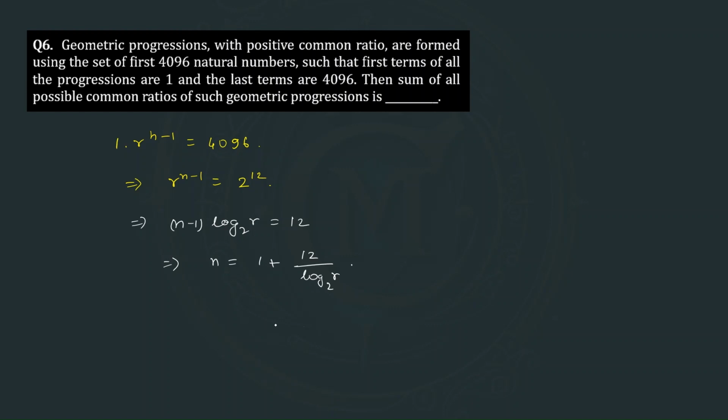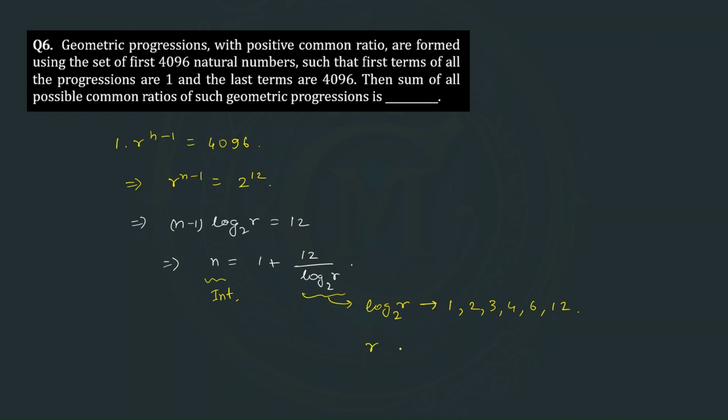So now we can observe that the number of terms on the left hand side should be an integer. That means the right hand side should also be an integer. That means 12 upon log r base 2 should also be an integer. So log r base 2 should be a factor of 12. That means log r base 2 can take values 1, 2, 3, 4, 6 and 12.